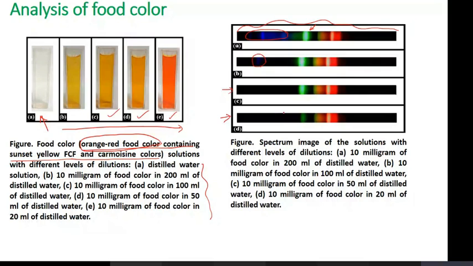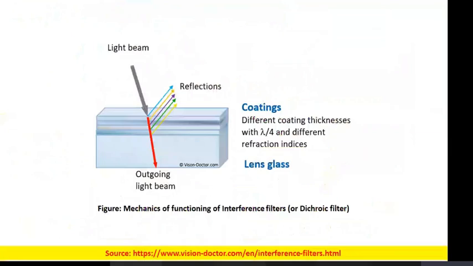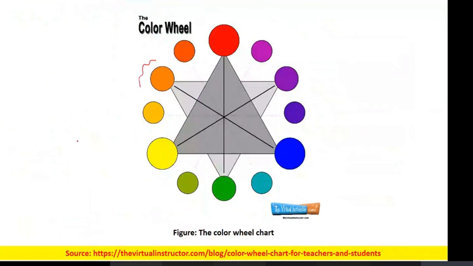Now if we go back to this color wheel, we are working in this region. While discussing this color wheel, what we discussed is that this orange color is complementary to the blue color.